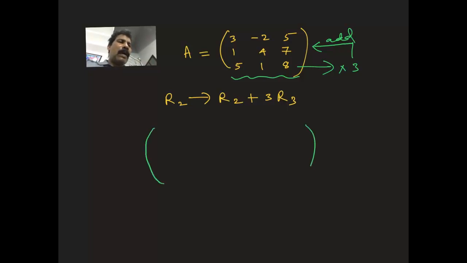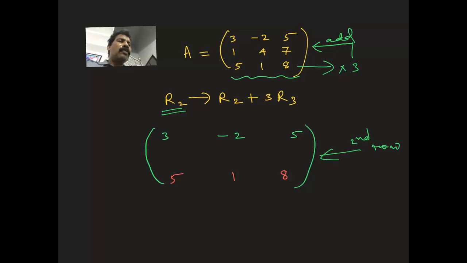We can see that the change is with the second row only. Therefore, the first row we can write as it is, there is no change, and the third row also we can write as it is, no change. Only the change is with the second row. So what will be that change?